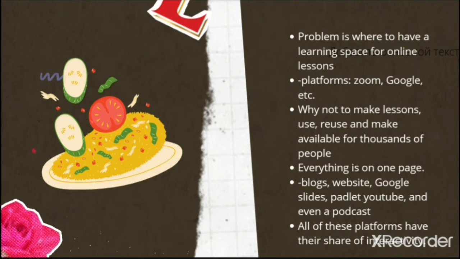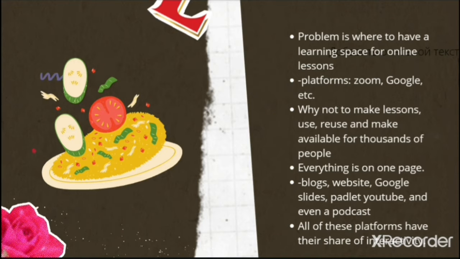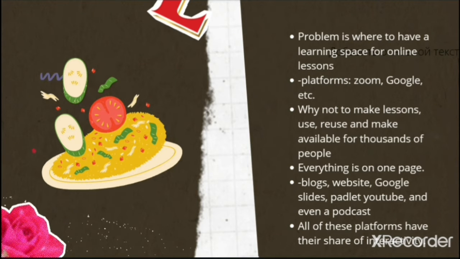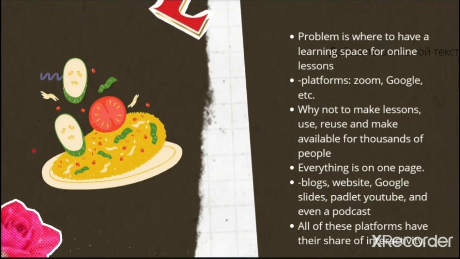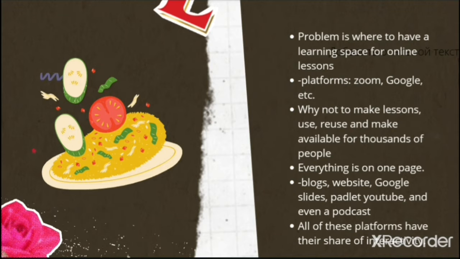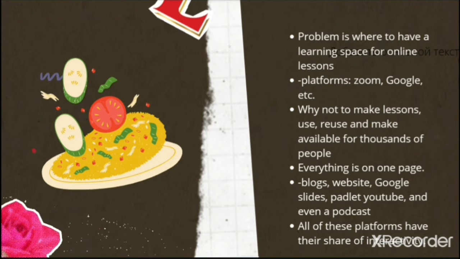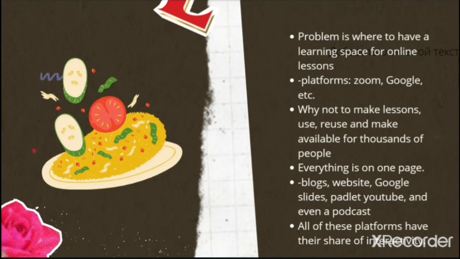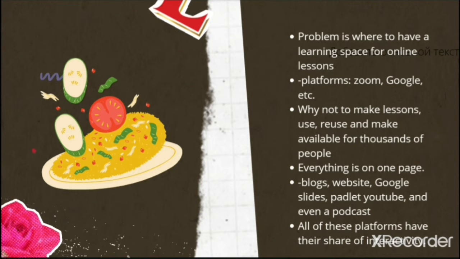For example, the topic is healthy food, where we can provide additional videos and texts, and everything is on one page. So different online tools can be used for this situation. We can use blogs, websites, Google Slides, Padlet, YouTube. We can make a YouTube video, even a podcast. And they are all different platforms with their own functionality.